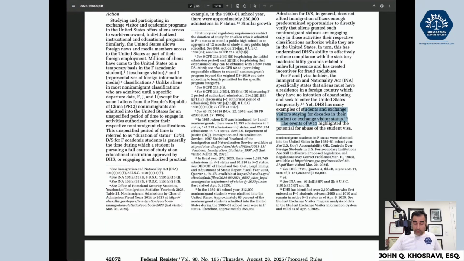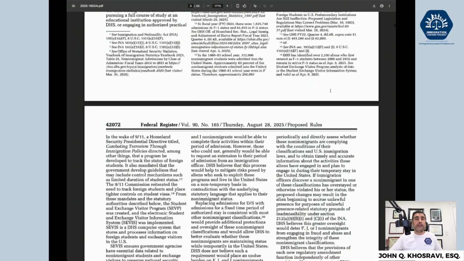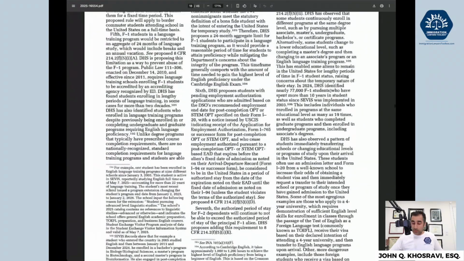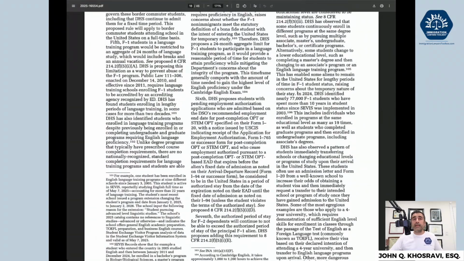Now, I want to reference, this is page 71. If you jump ahead to page 87, they reference these numbers again, and you be the judge. I might be reading this wrong, to be honest, but here they say in 2024, DHS identified nearly 77,000 F1 students who haven't spent more than 10 years in the US since SEVIS was implemented.